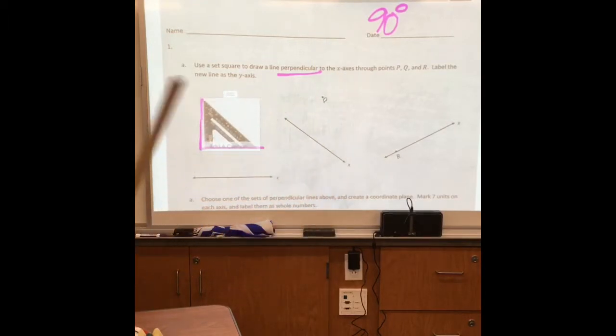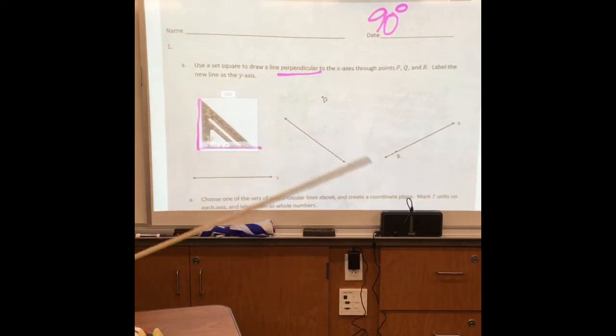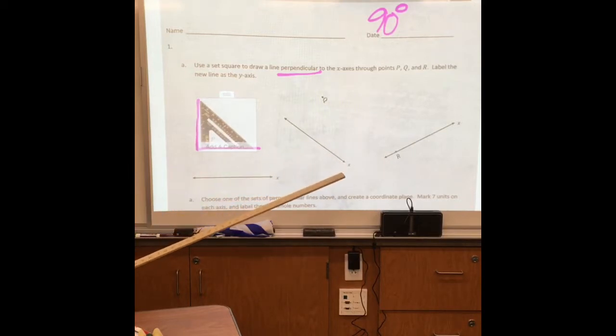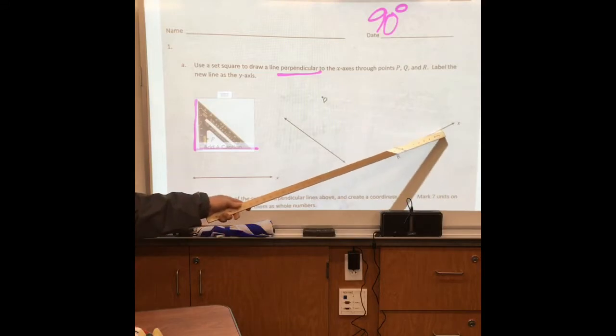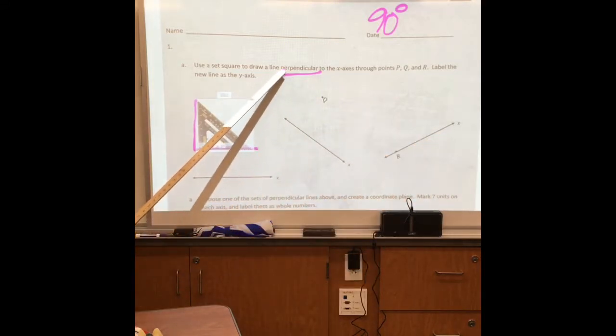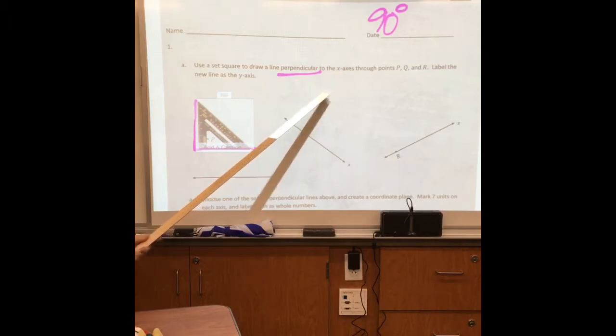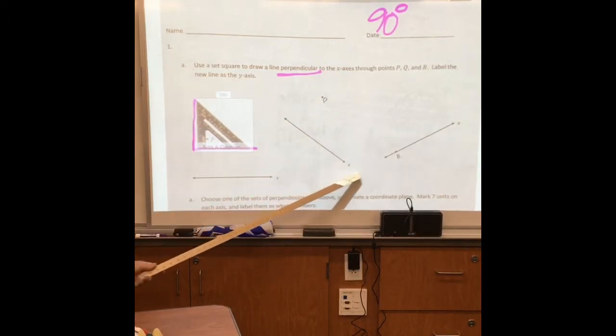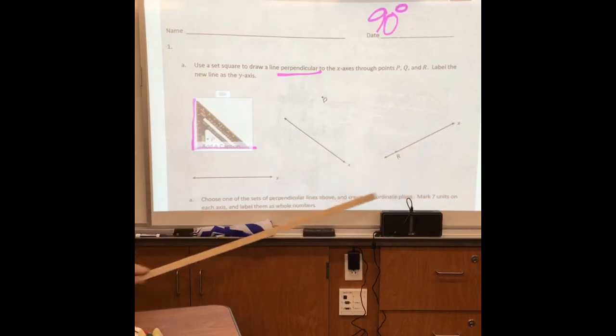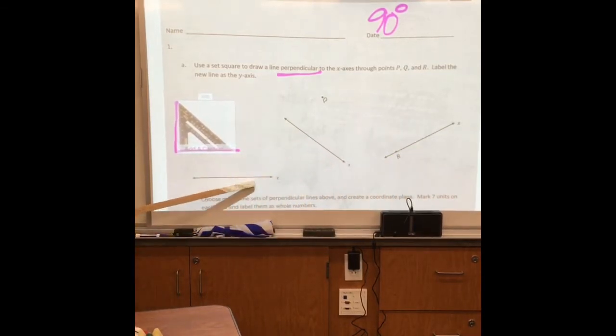Aha! Remember last time I told you we're going to call the line that goes horizontally, or it could be this way, they called it x. And they said draw a perpendicular to the x-axis. That's these lines. See the x? That's an x-axis. This is an x-axis. And this is an x-axis.